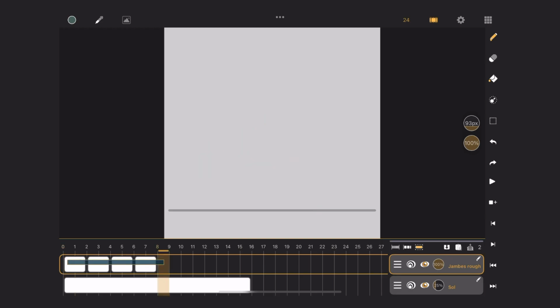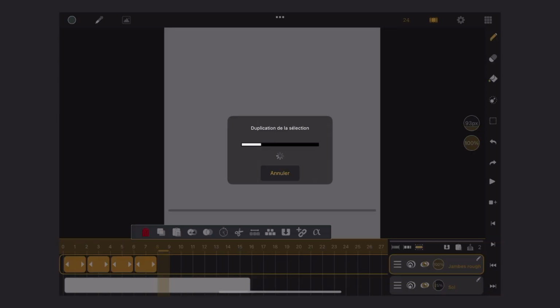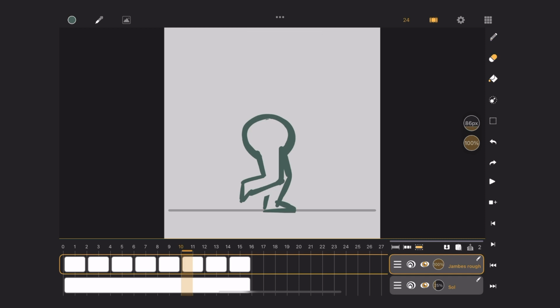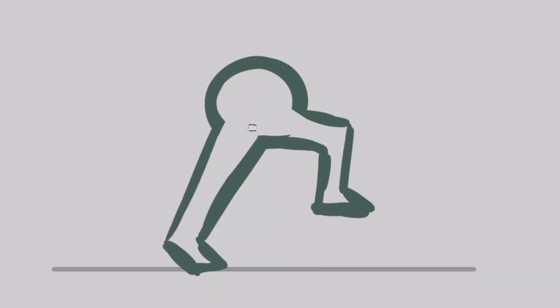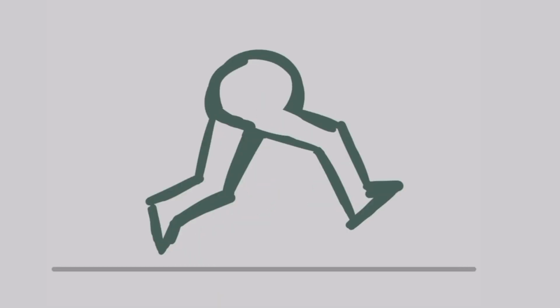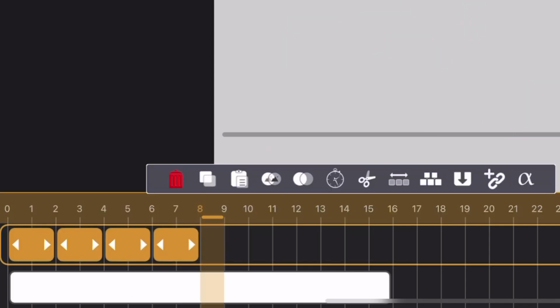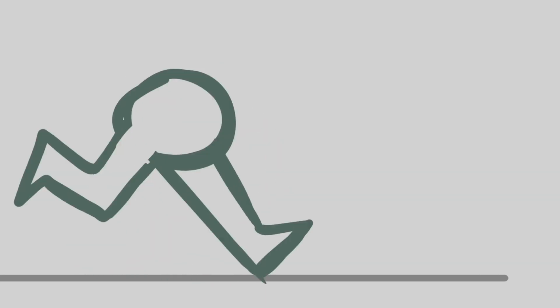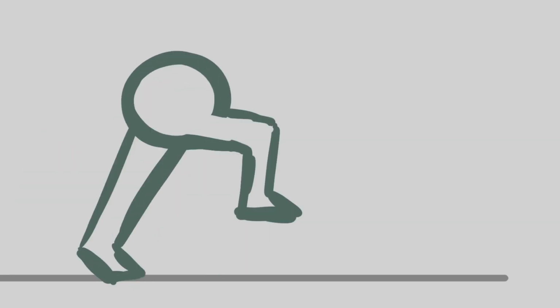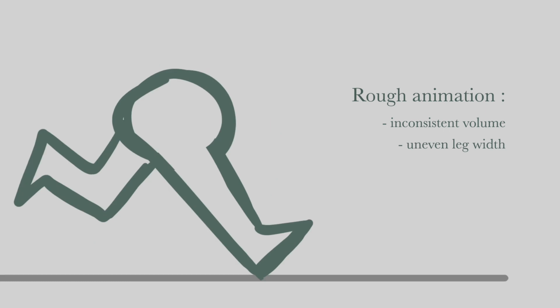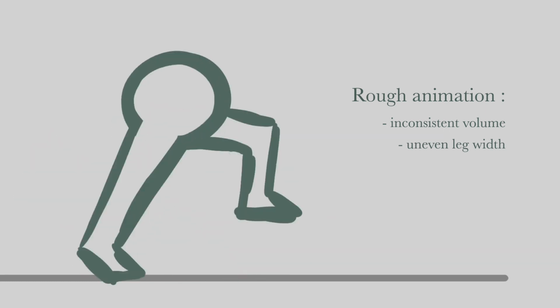I duplicate these 4 images and I adapt the drawing to alternate the right and left leg. To do so, I erase and add some parts of the pelvis in specific sheets. Duplicating the drawings allows me to work faster and to have a more consistent design, since each drawing is exactly the same. However, this is a rough pass. Shapes are not always right and the volume needs adjustments.